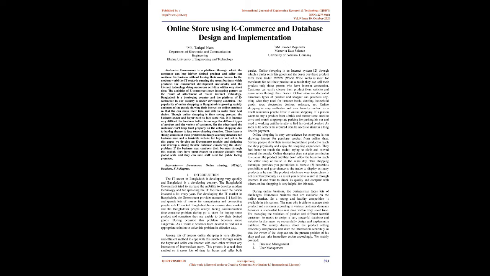In this paper we develop an e-commerce module and design and develop a strong, flexible database considering the above problems. If the businessman conducts their business through this module, they have a great chance to compete globally, and they can save staff needed for public-facing premises. Keywords: e-commerce, online shopping, MySQL, database, ER diagram.